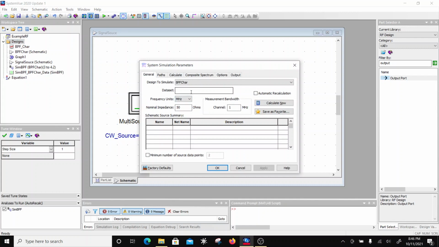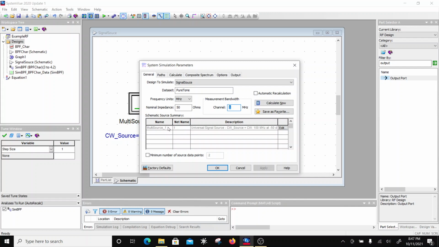And in this I have to specify the design, which is signal source, and I have to specify the data set, where I would say I'm looking at pure tone. So that's the data set name, it doesn't matter. And here the channel bandwidth is 1 megahertz. So this channel bandwidth is basically for the noise computation, right? So I'll just show you what that is in a second.